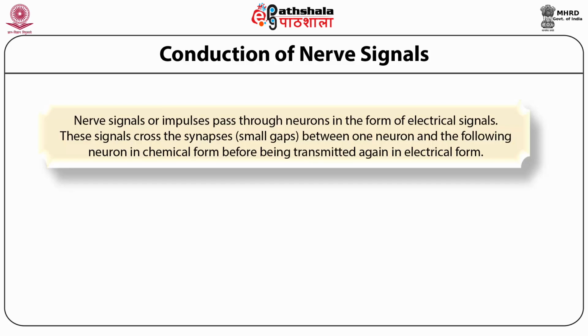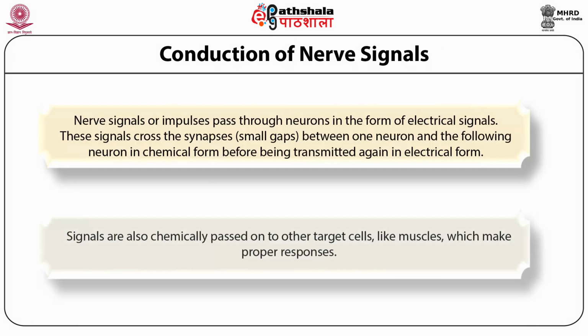Now coming to the conduction of nerve signals. Impulses pass through neurons in the form of electrical signals. These signals cross the synapse. These synapses are nothing but small gaps between one neuron and the following neuron, where the signal is in chemical form before being transmitted again in electrical form. Signals are also chemically passed onto other targets like muscles, which make proper responses.